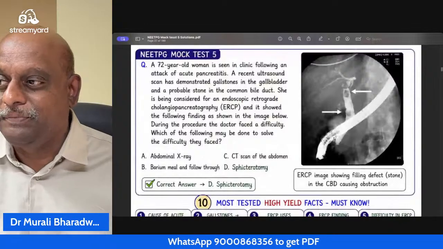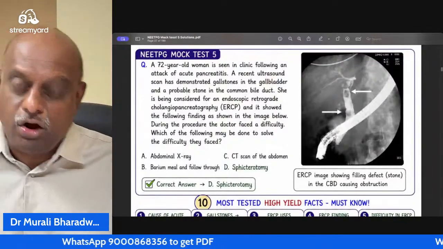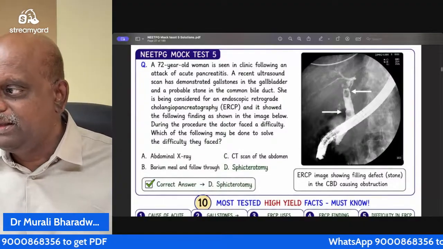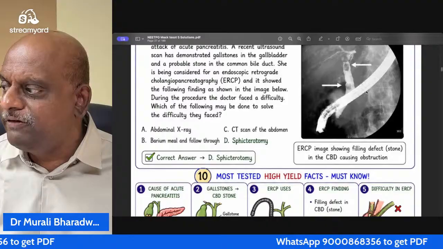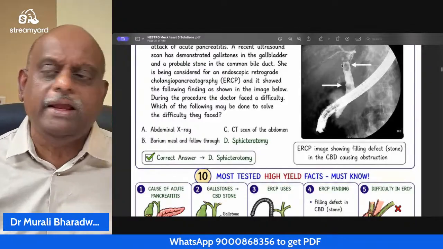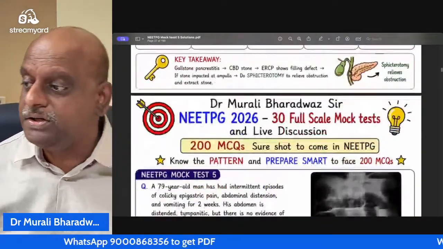72-year-old woman, recent ultrasound is demonstrating gallstones in the gallbladder and a probable stone in the common bile duct. So, ERCP is showing a filling defect in the CBD causing obstruction. Sphincterotomy is considered to be the treatment of choice, which you need to understand.